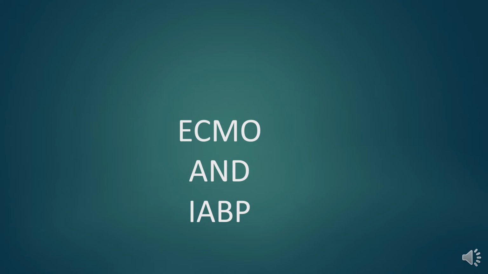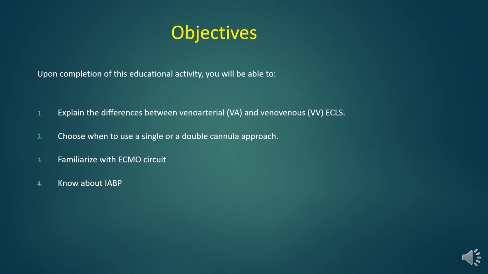ECMO and intra-aortic balloon pump. So the patient with respiratory failure or cardiogenic shock refractory to medical management, temporary mechanical support can be utilized as a bridge to recovery, bridge to decision making, bridge to destination therapy such as transplant or VAD. Options available to the cardiothoracic surgeons include the intra-aortic balloon pump, extracorporeal membrane oxygenation, and temporary VADs. Durable VADs can also be used as durable mechanical support.